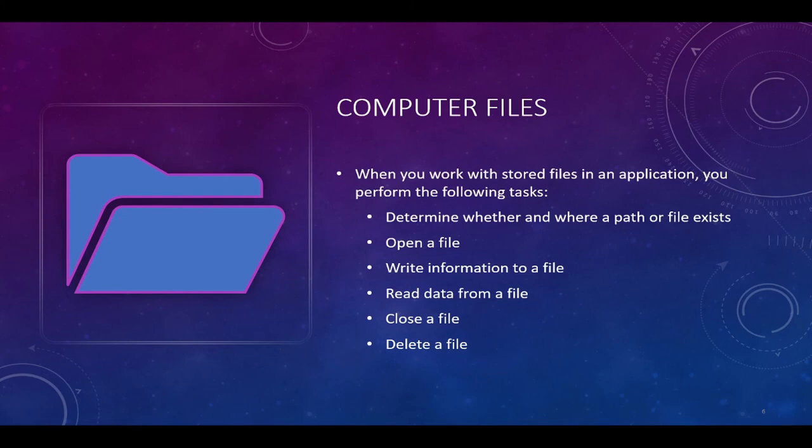Now, when you work with files in an application, there are a few things that happen, say, when you might be in Word or another application, or when you write one yourself. First, you have to determine whether the file exists, and if it does exist, where is it? So you need to know the path of it. You need to know how to open a file. You need to know how to write information to and read information from that file. A few other things that we do is we close files, which prevents additional writing further down the line after we open it. And finally, delete a file.